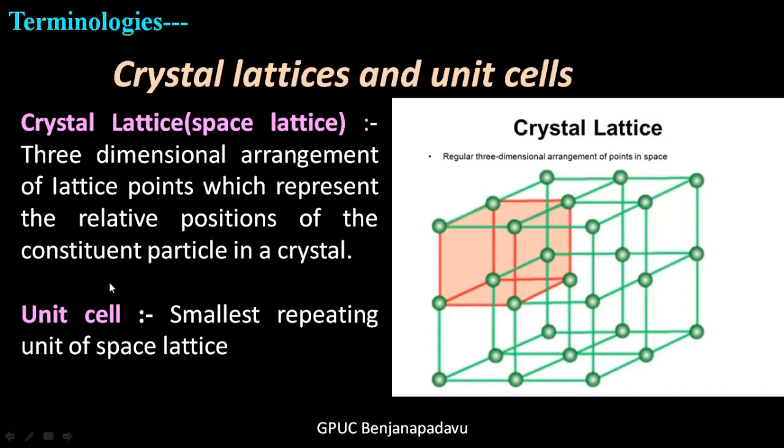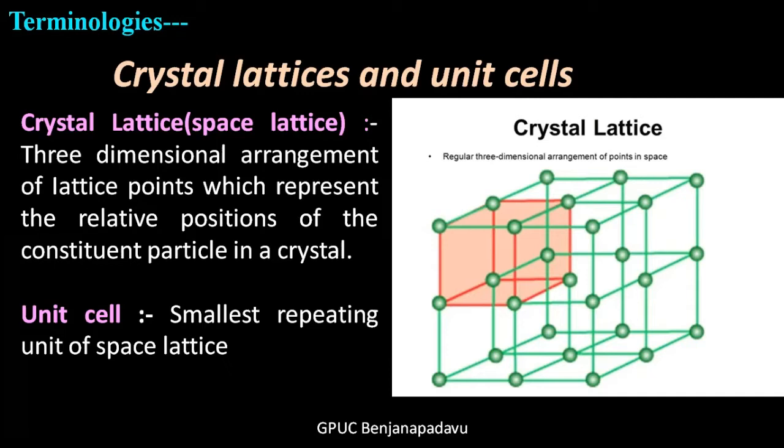And then next, one more terminology is the unit cell. This unit cell is the smallest repeating unit of a space lattice. So if we say space lattice, it is a three-dimensional structure. In our three-dimensional structure, whatever the smallest portion, the smallest part, the smallest unit is, that keeps repeating. So that smallest repeating unit is called the unit cell. So what is a unit cell? It is the smallest repeating unit of the space lattice.